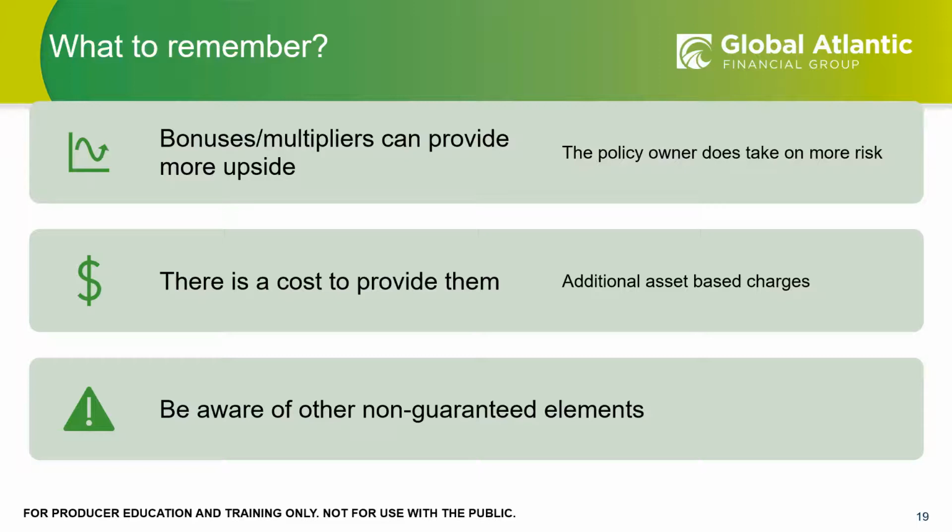Most carriers today offer a report within their illustrations that will show you the account value, the credit for the index, the credit for whatever multiplier or bonus they have, the credit for any non-guaranteed elements, and the charge associated with that multiplier bonus. You really need to be aware of those other non-guaranteed portions, because those are the pieces that have a lot more variability to them. So make sure you understand and are looking at those different pieces.